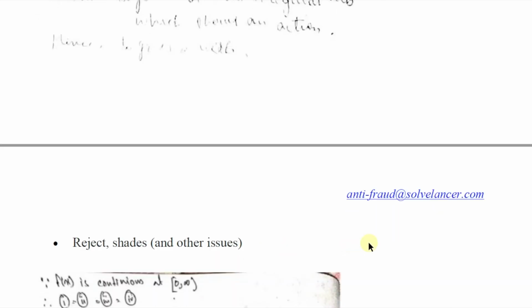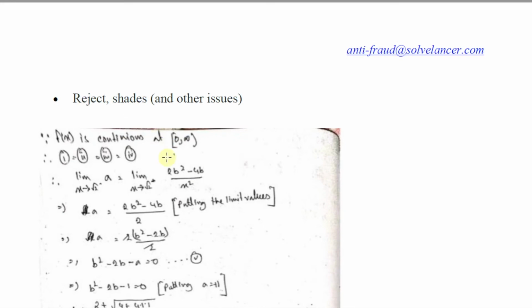Now we have to reject shades and other issues. For example, this answer is not properly cropped, right? And there is an overexposure of the backside page. If you'll see this part, overexposure. So that's why we have to reject this type of answer.